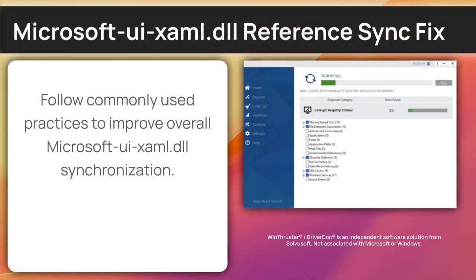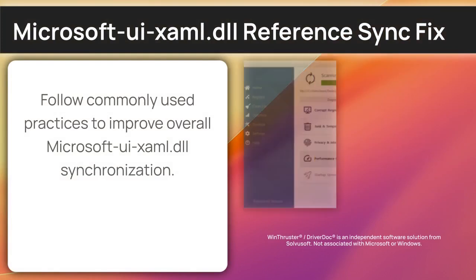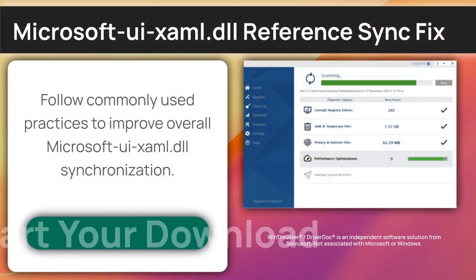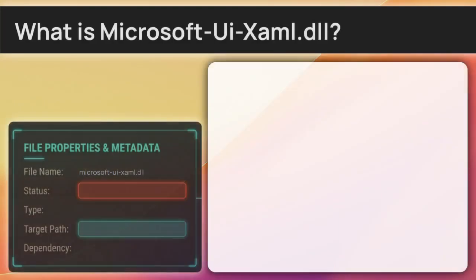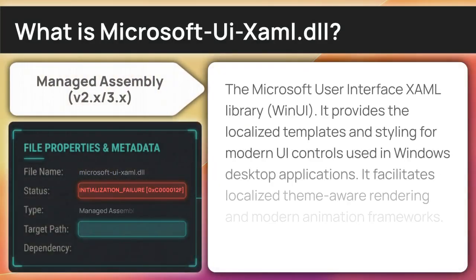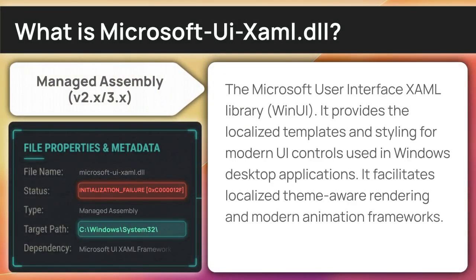As we get into the manual process for Microsoft User Interface XAML, you can find a professional maintenance utility for environment stability. This is the Microsoft User Interface XAML Library, WinUI. It provides the localized templates and styling for modern UI controls used in Windows desktop applications. It facilitates localized theme-aware rendering and modern animation frameworks.